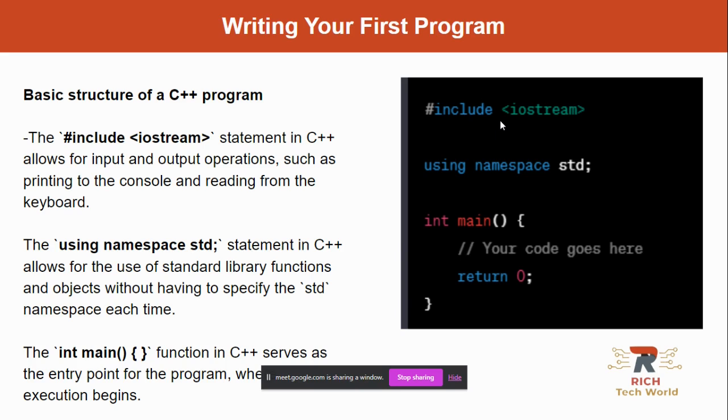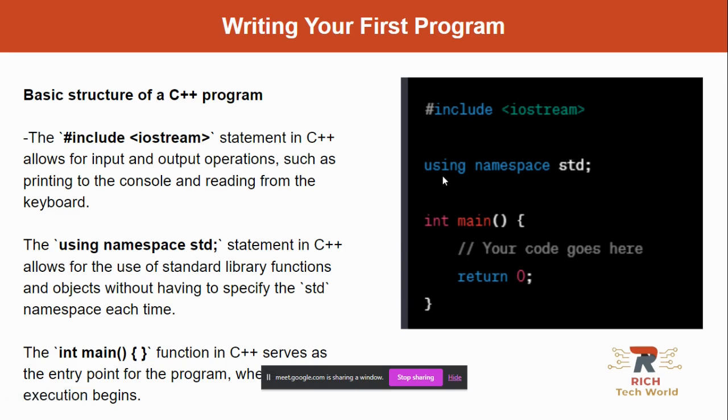Our calculator gives us results, and we also input some values for it to calculate for us, right? Our normal Casio calculators also have a program running on them. So you should have a way of receiving input and then giving output. That's what the input and output stream does. So we have here the include iostream statement in C++, which allows for input and output operations such as printing to the console and also reading from the keyboard. Very simple as that.